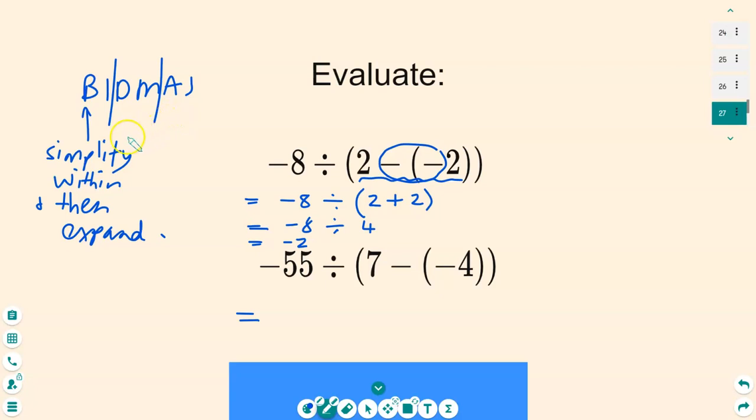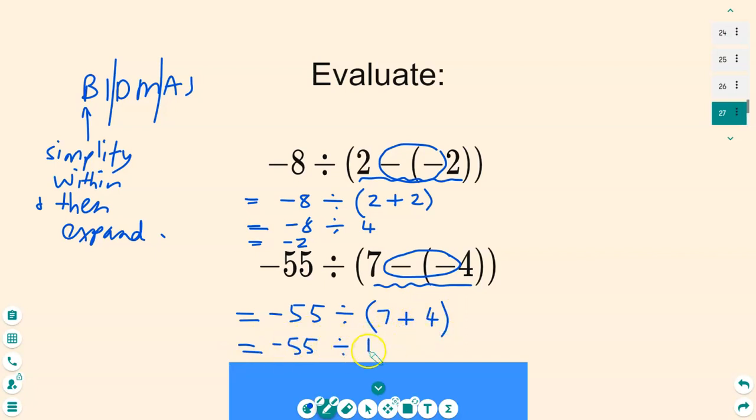Using BIDMAS again. I write down BIDMAS and then I make a note to myself. What does the B part mean? It means brackets. Simplify within the brackets. Let's just keep the rest of it the same. Inside the brackets, we've got 7 take -4. We need to keep the first number the same and decide on an operation. Same signs next to each other means add. And then just keep on simplifying within those brackets. Keep the rest the same. 7 plus 4 is 11.